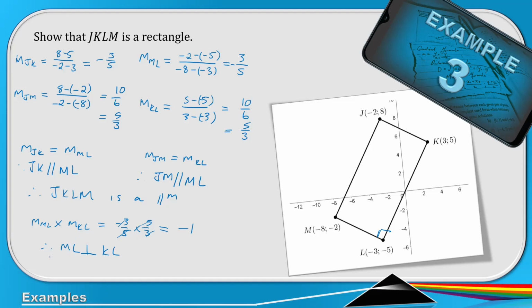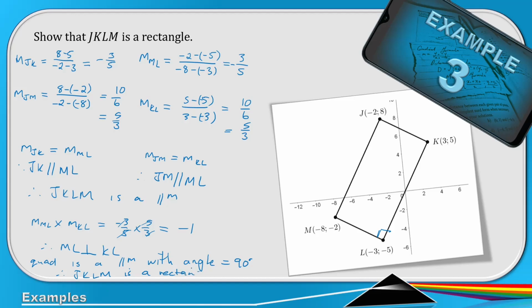And therefore, we can say that the quadrilateral is a parallelogram. And remember, I'm now just writing one of the proofs that we saw in the summary. So the quad is a parallelogram with angle equal to 90 degrees. And then we can say, therefore, JKLM is a rectangle.